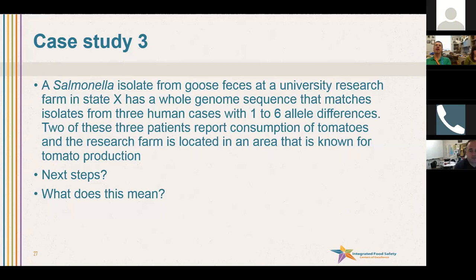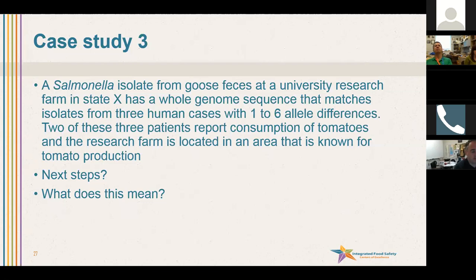And at some point, it turns out that we have 3 human cases that matched that Salmonella from these goose feces that was picked up in this research farm. And this is a research produce farm. And these 3 human cases are very similar to this Salmonella isolate. 2 of these 3 patients actually report consumption of tomatoes, and the research farm is located in an area that is known for tomato production. We could call it the Delmarva Peninsula, whatever we want to, okay?